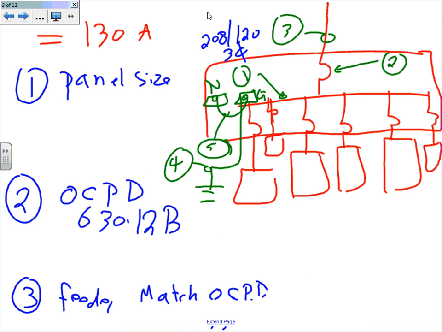You end up with 130 amps. 130 amps. Any question, guys, about this? Piece of cake. It's really the learning curve, my friend, of how to go to the table and do the derating for these.